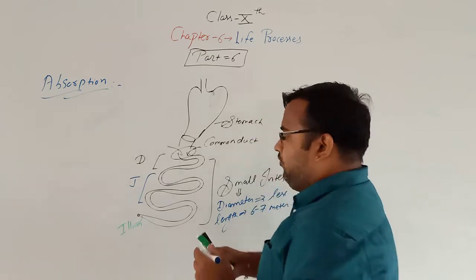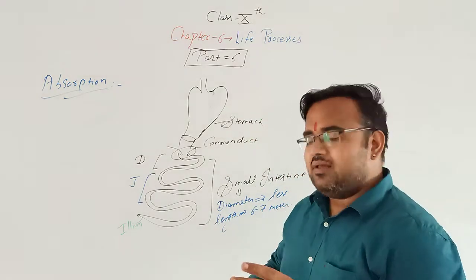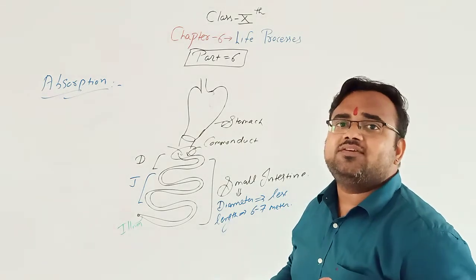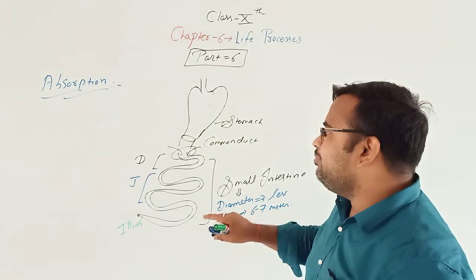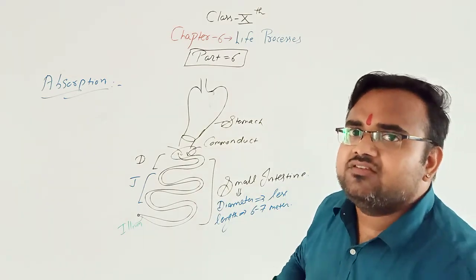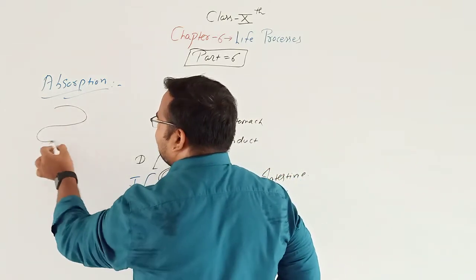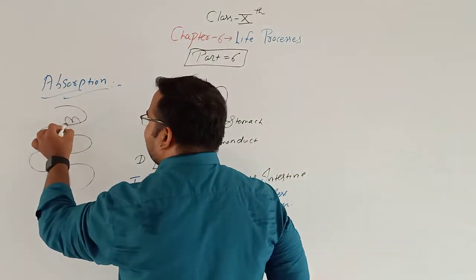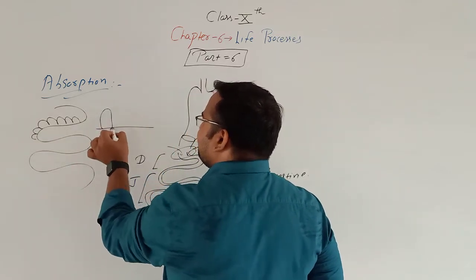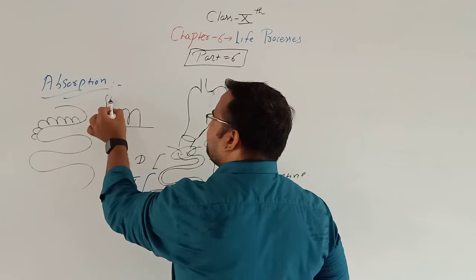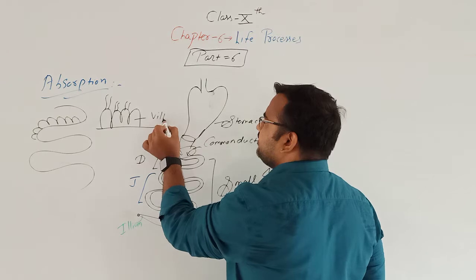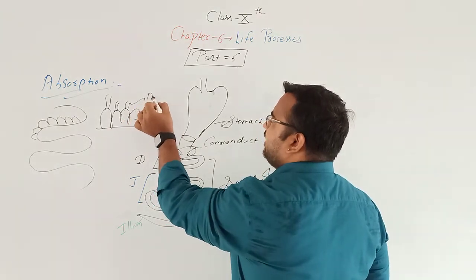Now, if the food is digested, the minerals, vitamins, and important substances which are essential for our body will be absorbed by the finger-like projections in the small intestine, known as villi. You can see here there are finger-like projections, and there are small hairy structures on them. These finger-like structures are known as villi, and this hairy structure is known as microvilli.